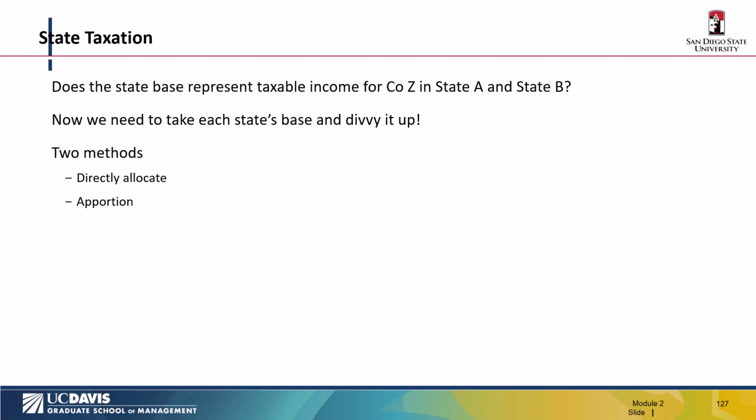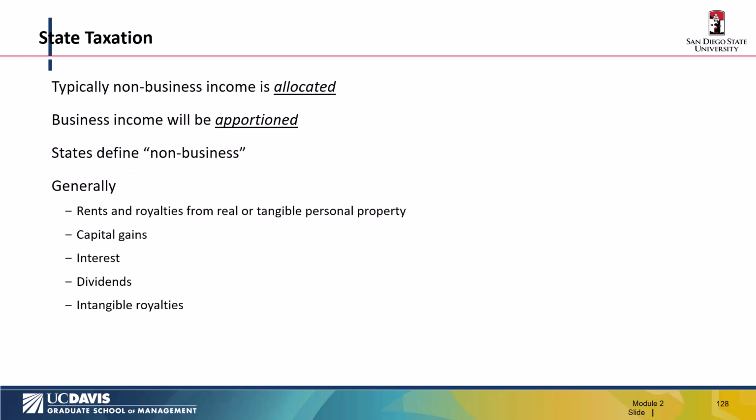Okay, so does the state base represent taxable income? Absolutely not. So now we need to take each state's base and divvy it up. And there are two agreed upon methods for doing this. The one is what we call allocation, which is a direct allocation of an item of income or expense to a specific state. And the other is apportionment, an artificial method by which, using factors, we estimate how much belongs to a particular state. Typically non-business income is allocated, but business income is apportioned.